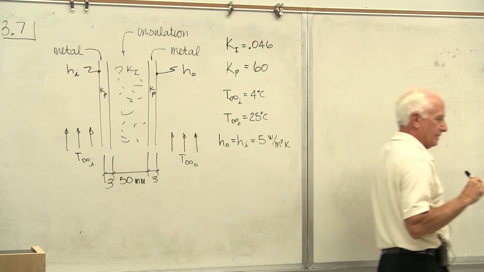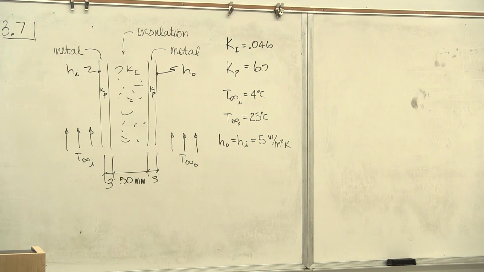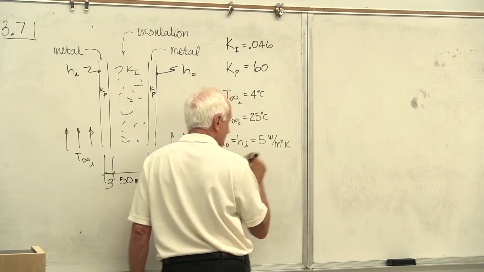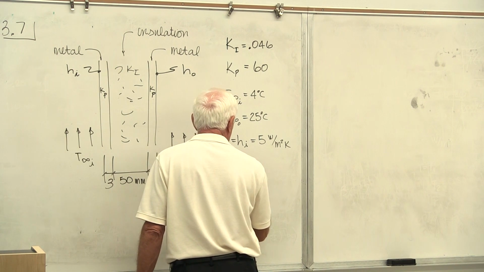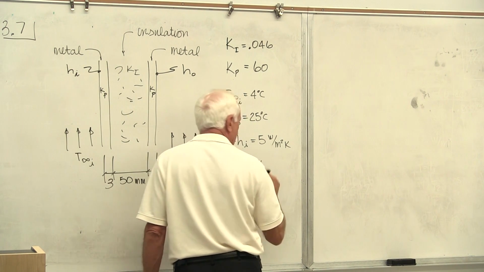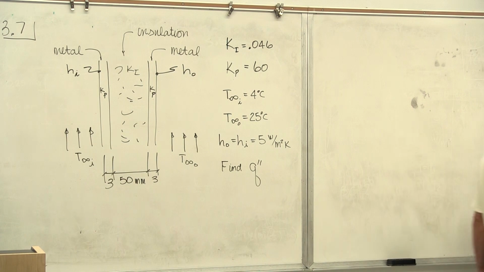It's not very big because the air is not moving very fast in your kitchen over your refrigerator. The air is not moving very fast inside the refrigerator over your refrigerated food. So H is pretty small for a problem like this. Okay, keep reading. What's the heat gain per unit surface area? Okay, heat gain per unit surface area. Okay, so find Q double prime, watts per square meter, the heat gain.